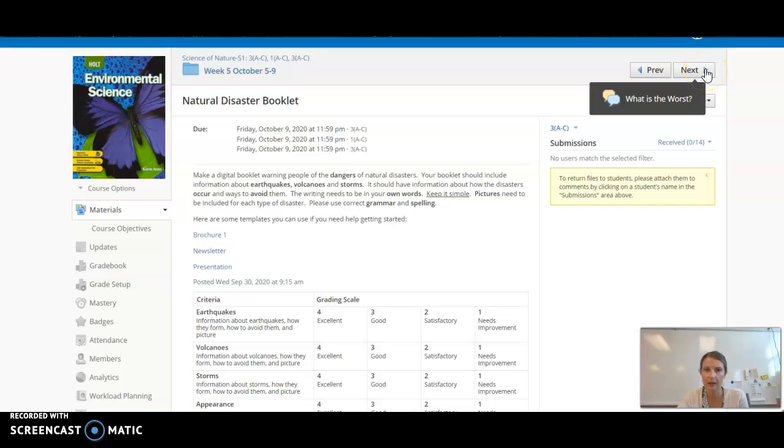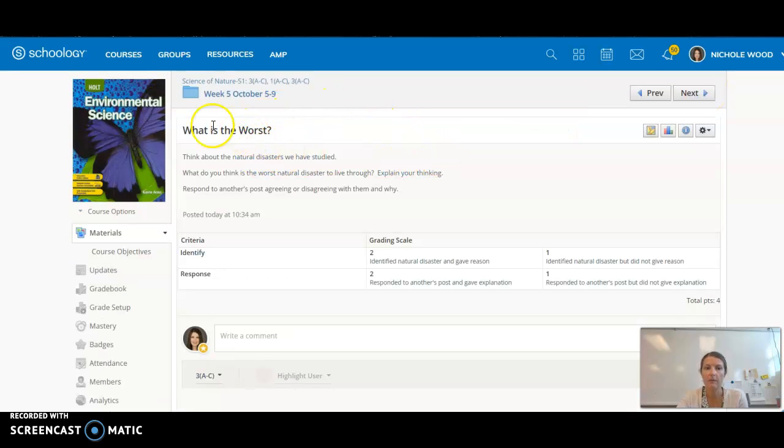The other part of the test for this unit is just a discussion. I want to know what you think the worst is. Tell me what you think the worst is and then why, and then respond to somebody else's. And together those two will count as your tests for this natural disasters unit.